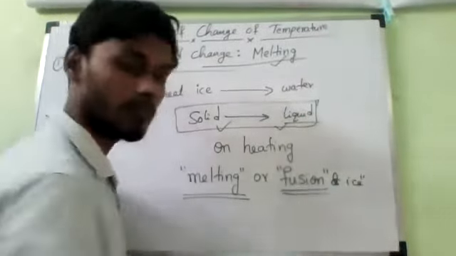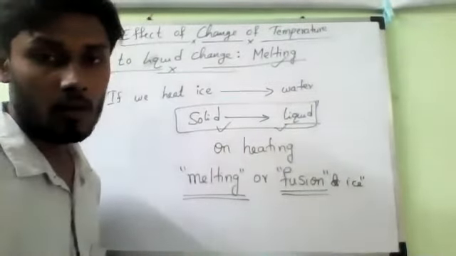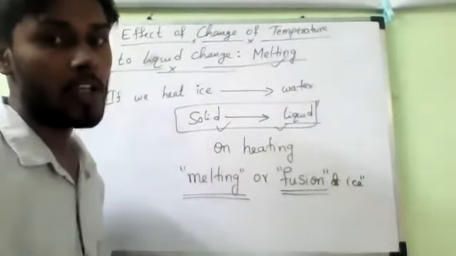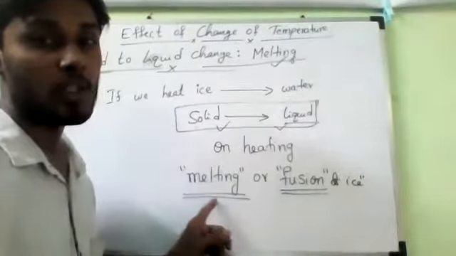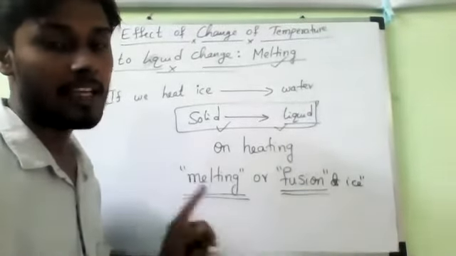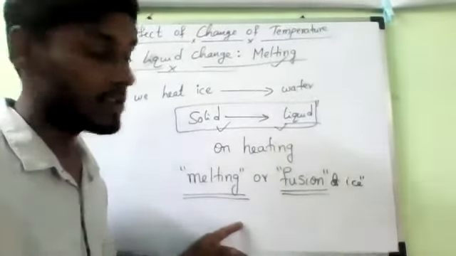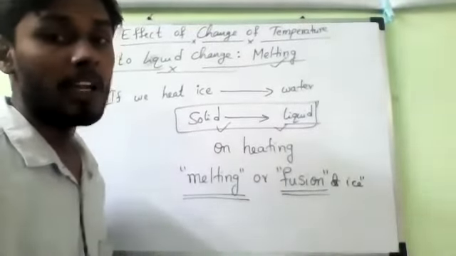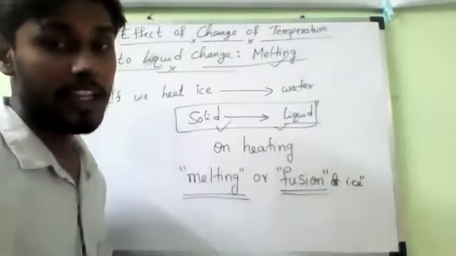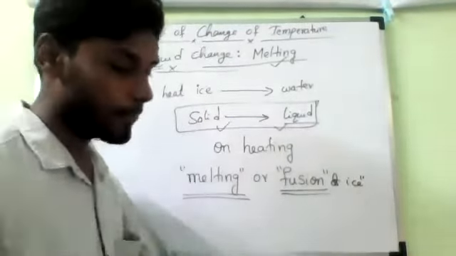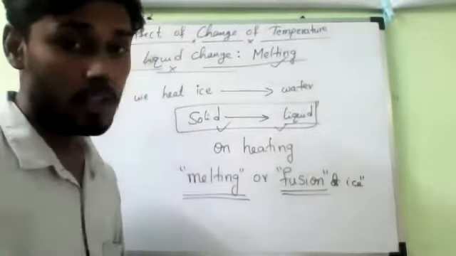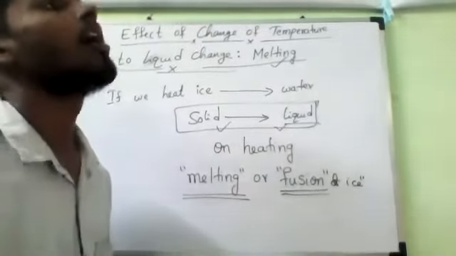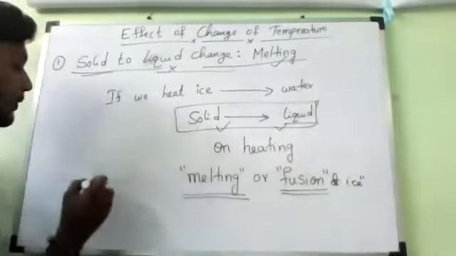Is it yes or no? Yes, sir. So the change that takes place during melting is from solid state to liquid state. The melting of a solid substance takes place at a particular fixed temperature. Is it yes or no, Ra? Yes, sir. So let us take water as an example.